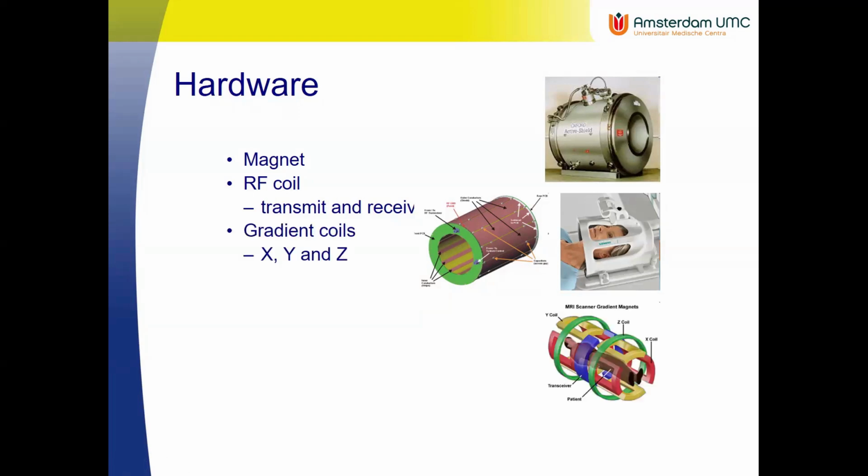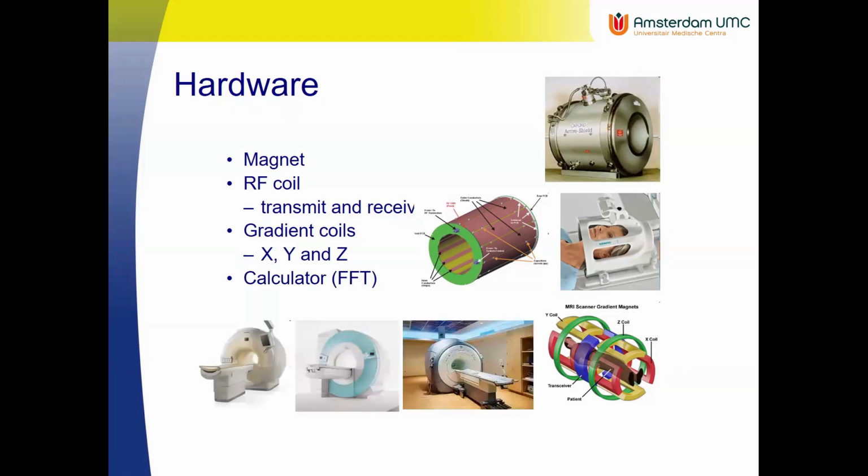Then we have the gradient coils, X, Y, and Z, depicted here on the bottom right. It's a kind of network of all the different coils, and remember we can switch three sets of coils on and off independently in the X, Y, and Z directions to have those three gradient fields in each direction. We need a calculator to do the Fourier transform, which is obviously a super fast computer, not too difficult nowadays. And then we put a nice plastic cover around that whole thing, and we sell it as a clinical scanner that we can install in the hospital.